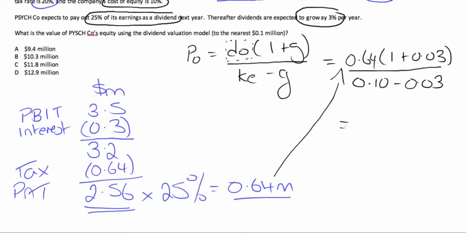That figure can then go into our calculation here, 0.64. And if you multiply that by 1.03 and then divide that by 0.1 minus 0.03, which is 0.07, that gives you an answer of 9.4 million. And therefore the answer is A.